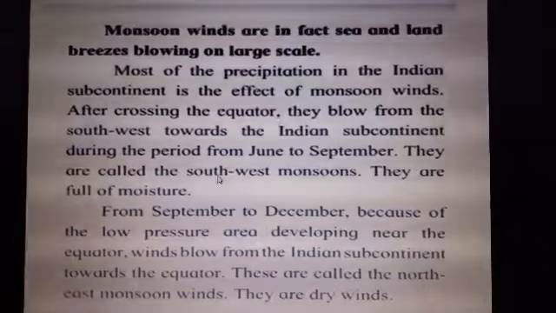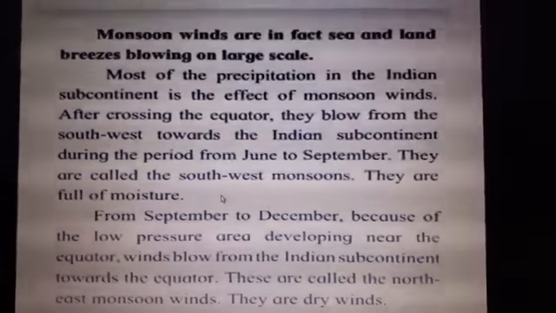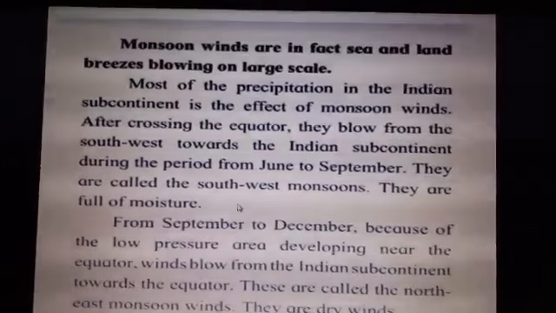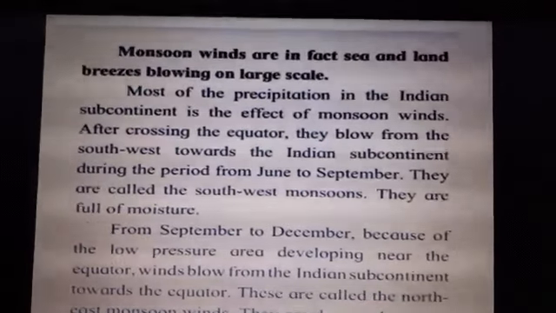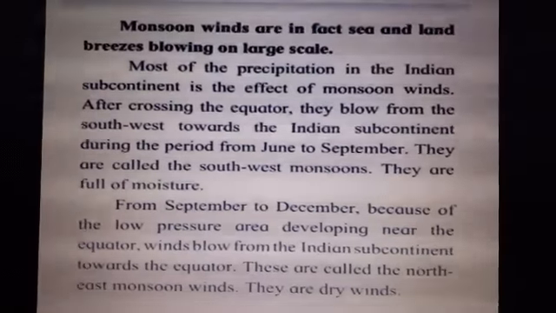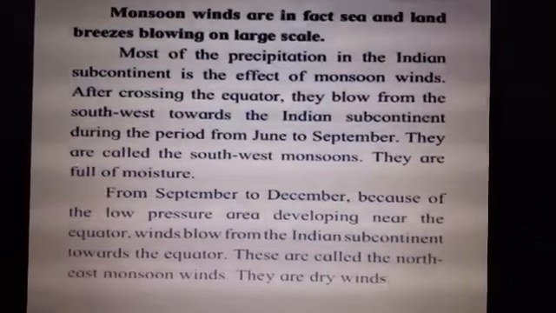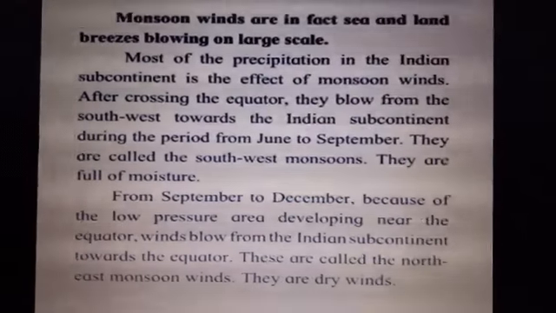They are called southwest monsoon winds. They are full of moisture. Now why they are full of moisture, children? Because these winds are blowing from the sea to the land area and therefore they contain a lot of water, humidity, moisture, a lot of water vapor is there in them and therefore they are full of moisture.